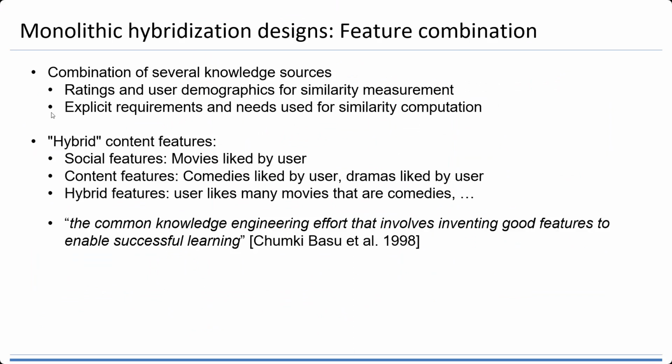So let's take a look at the feature combination. What does it mean by feature combination? Feature combination means we want to combine several knowledge sources, in this case, ratings and user demographics for similarity measurement.